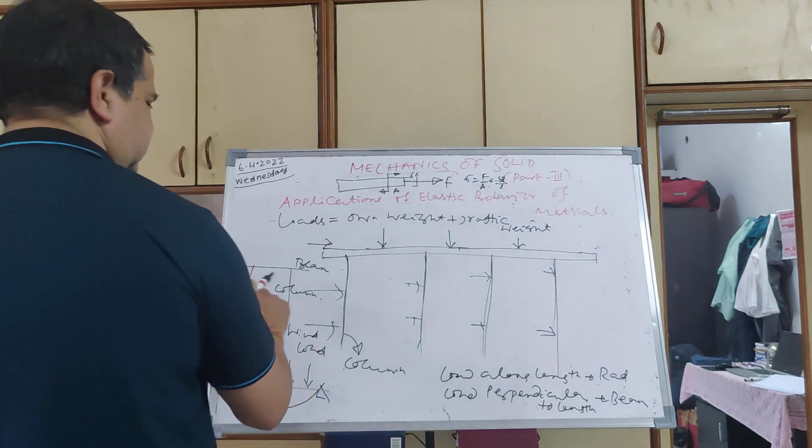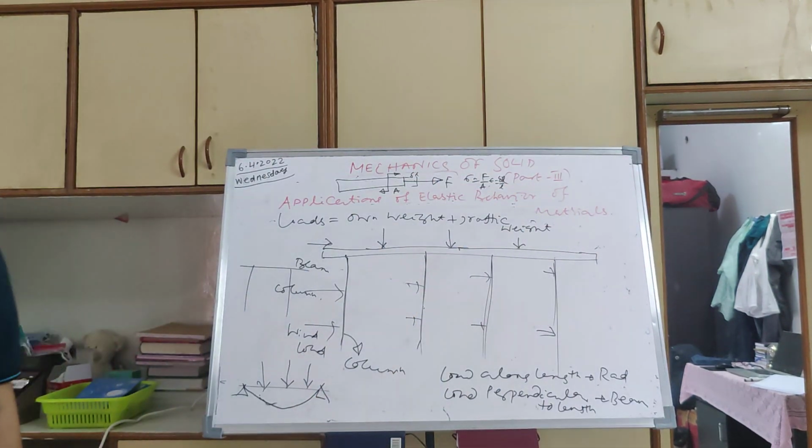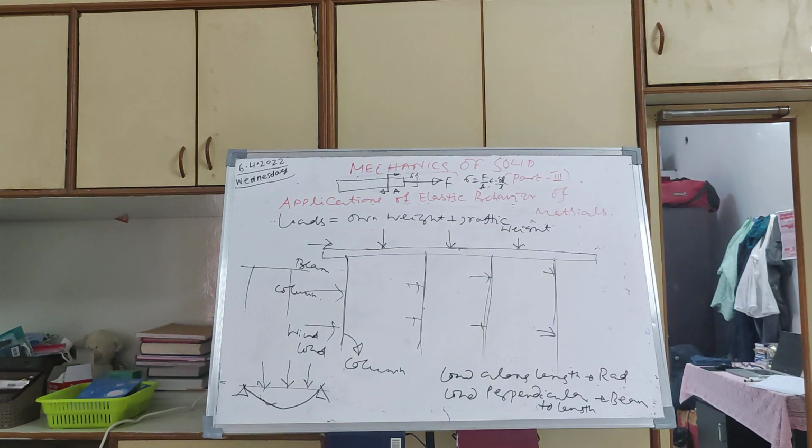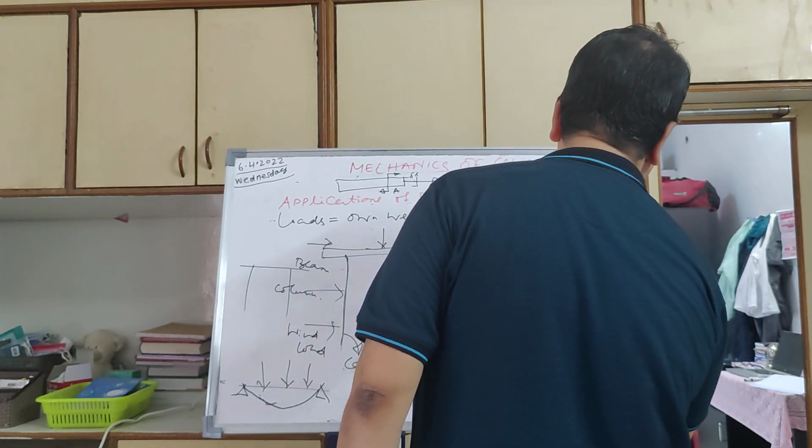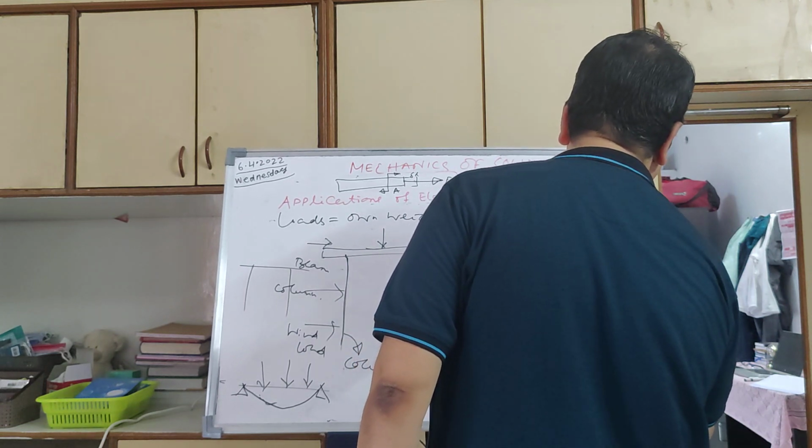And these members are columns. Columns take compressive load. So when this beam bends, there is some formula; you need not derive those formulas or go into the details of it.